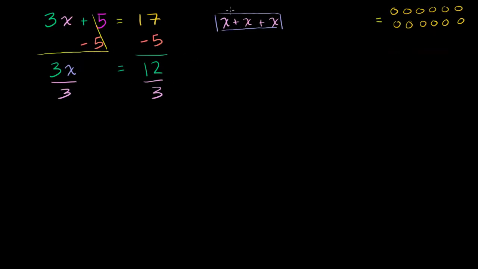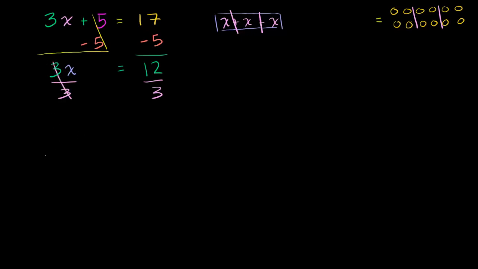Divide the left-hand side by 3. It's 1, 2, 3. So 3 groups, each of them have an x in it. And if you divide this right-hand side by 3, let's see, you have 1, 2, and 3. So it's 3 groups of 4. So when you do it mathematically here, the 3's cancel out. 3 times something divided by 3 is just the something.